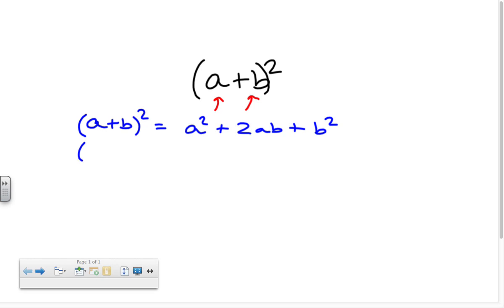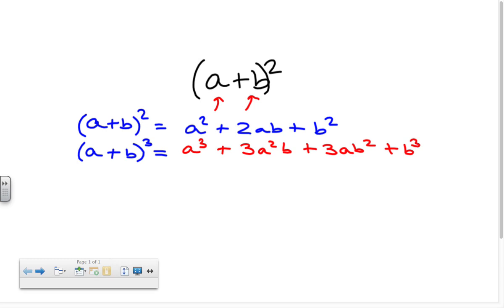Now, most of these you could calculate. They would take very, very long. So I'm just going to actually write the formulas down. So if we had a plus b to the third, which would be a plus b times this whole thing that we just figured out, the a squared plus 2ab plus b squared, and you'd have to use your expansion techniques to do that. But the actual equation for that, once we expand the whole thing, is a to the third plus 3a squared b plus 3ab squared plus b to the third.